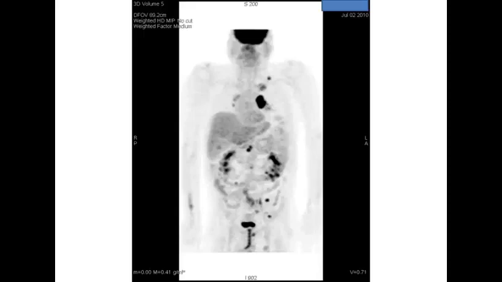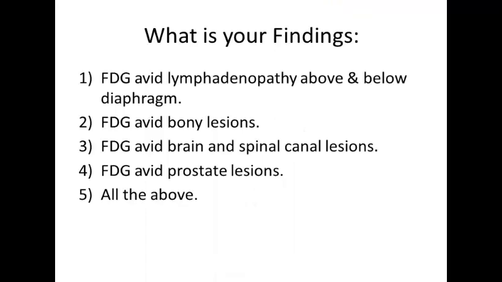So we'll go to case number 2. Another FDG PET CT. So what's your finding? FDG avid lymphadenopathy above and below diaphragm, FDG avid bony lesions, FDG avid brain and spinal canal lesions, FDG avid prostatic lesions, all of the above.